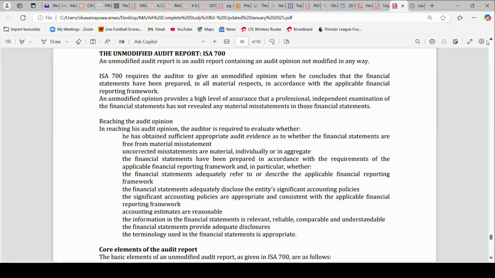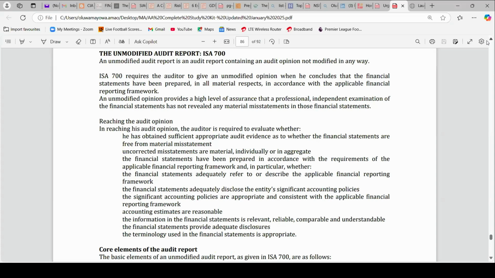An unmodified report could also mean it didn't modify the report by adding any extra paragraph. So in an unmodified audit report, there is no emphasis of matter paragraph, there is no other matters paragraph, it's just the opinion paragraph. So ISA 700 is what covers an unmodified audit report. This report contains an opinion that the auditor has not modified in any way.